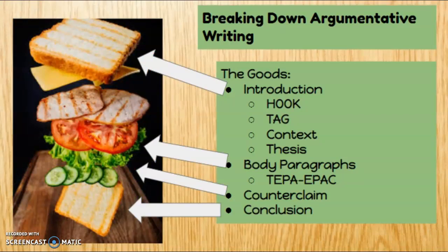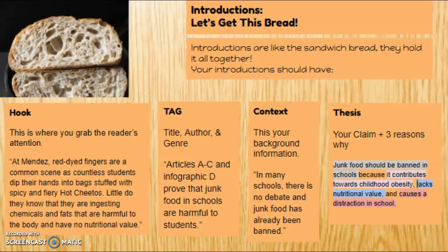We're going to consider the argumentative writing kind of like a sandwich. We've got the goods. The goods are our introduction, which consists of our hook, our tag, our context, and our thesis. We're going to go further in depth. Our body paragraphs are kind of like the meat. It's everything in the middle. That's the TIPA, EPAC, and then our counterclaim. And then lastly, our conclusion. That's basically our final bread. That's our whole sandwich put together. So let's get this bread.